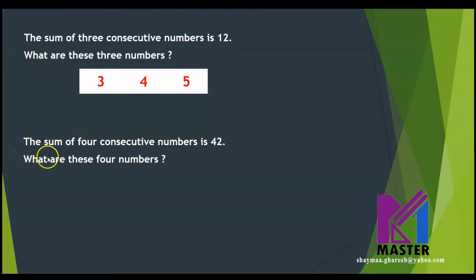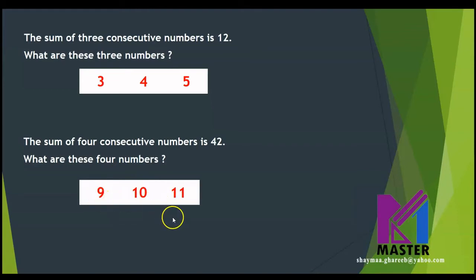One more example, the sum of 4 consecutive numbers is 42. What are these 4 numbers? Here we need 4 consecutive numbers. So number 42, when I divide it by 4, how many 4's are there in 42? The whole number will be 10, which means number 10 is one of these 4 numbers. So I will start by number 10. I will think of a number before, which is number 9, and a number after. 9 plus 10, 19. 19 plus 11 is 30.